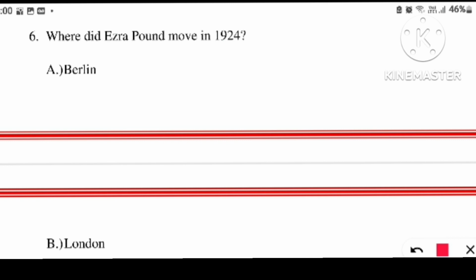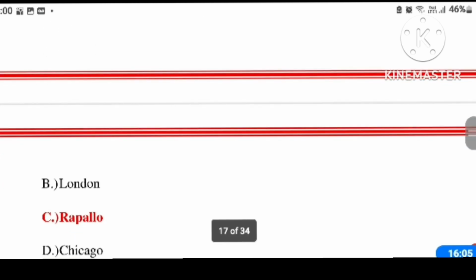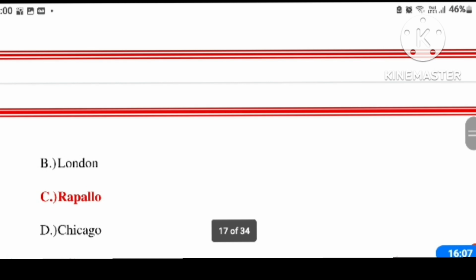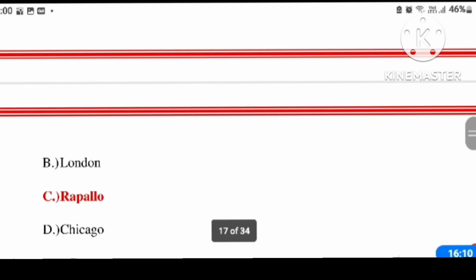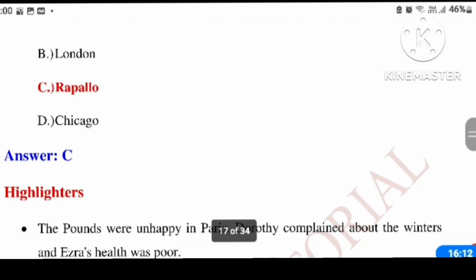Question number 6. Where did Ezra Pound move in 1924? Option A, Berlin. Option B, London. Option C, Rapallo. Option D, Chicago. Right answer is option C, Rapallo. And let us see the highlighter.